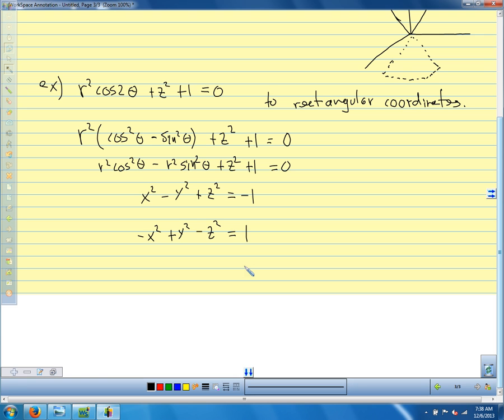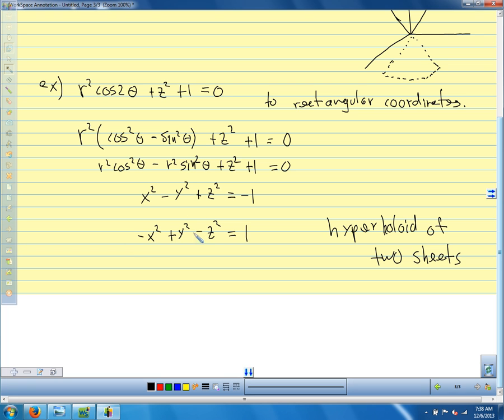And do we remember what that surface is? We talked about it yesterday. We have two minus signs. Hyperboloid of two sheets. So we can have a hyperboloid of one sheet where we have a connected hyperbolic surface, and we can have a hyperboloid of two sheets where the two parts are separated.